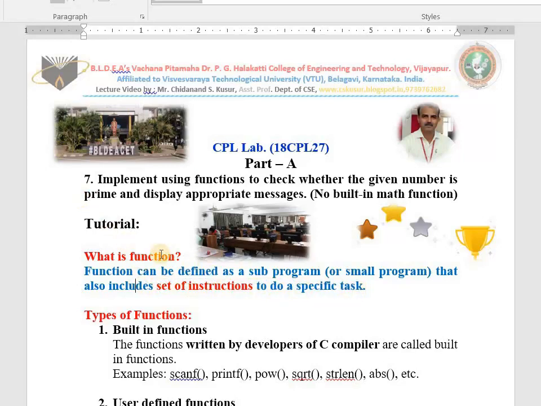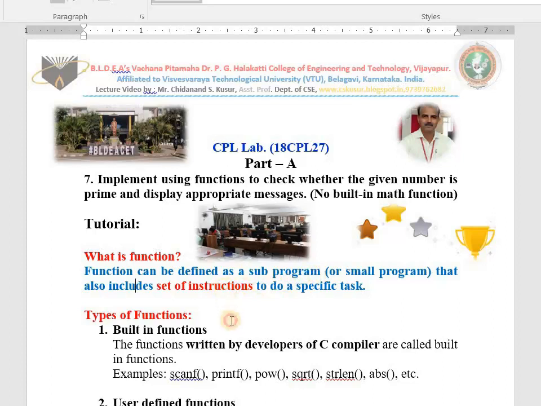Program, function, both are same. But the difference is, function is a small program or a sub program. What is function? Function can be defined as a small program or sub program. It also includes set of instructions to do specific task. That is what we call function.